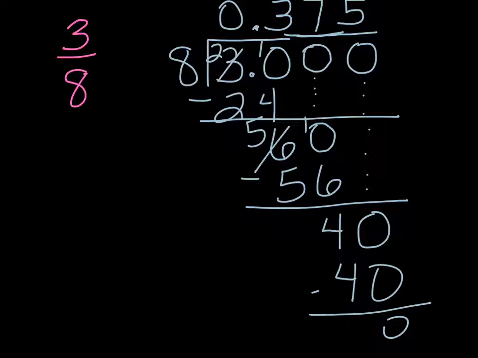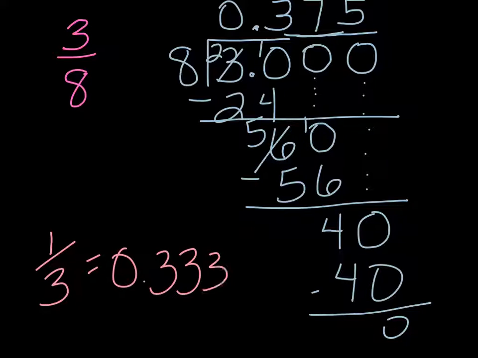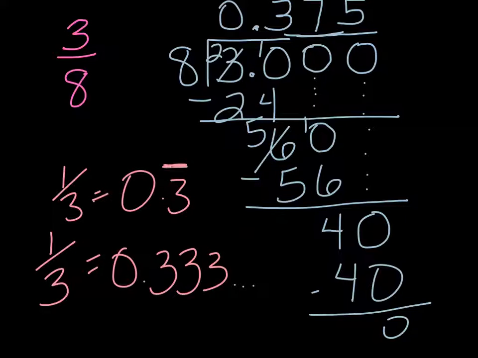Now, sometimes they'll repeat, like if I had 1/3. This is actually going to be a repeating decimal. It's going to keep going, 0.333, and it's going to keep going on and on and on. When that happens, you just stop, and you can put 1/3 equals 0.3 with a repeat bar, and you can show that.